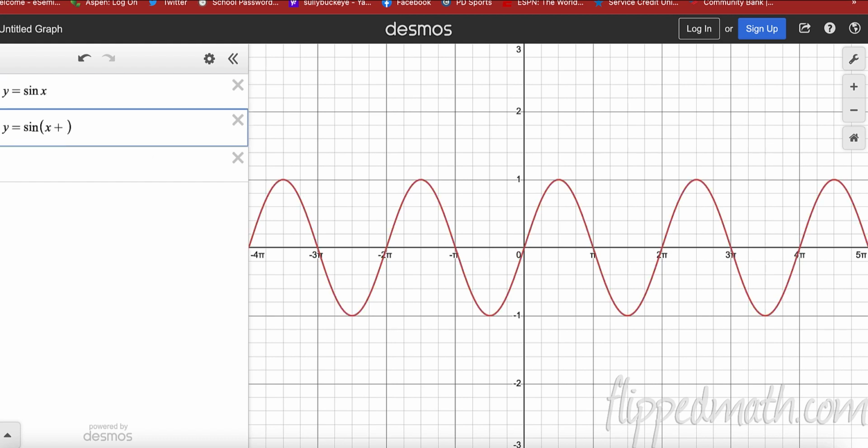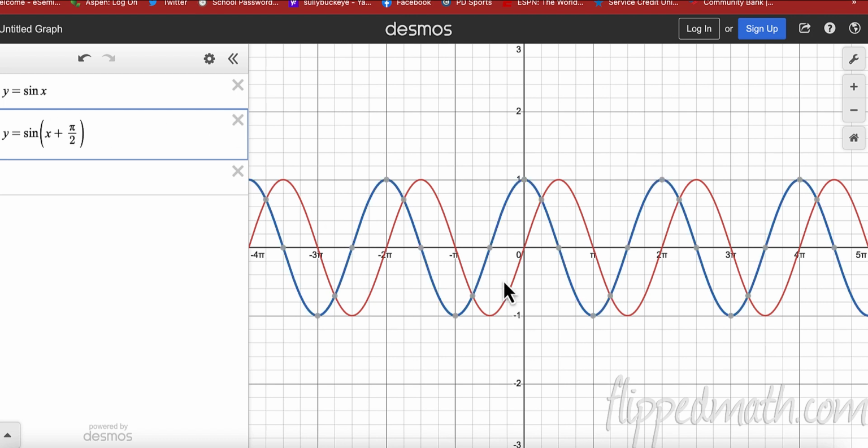So, plus pi divided by 2. Did all these points go back pi over 2 units? It sure looks like it. All these red points went back pi over 2 units. Very nice. So let's look at the other one. Let's graph the other one.